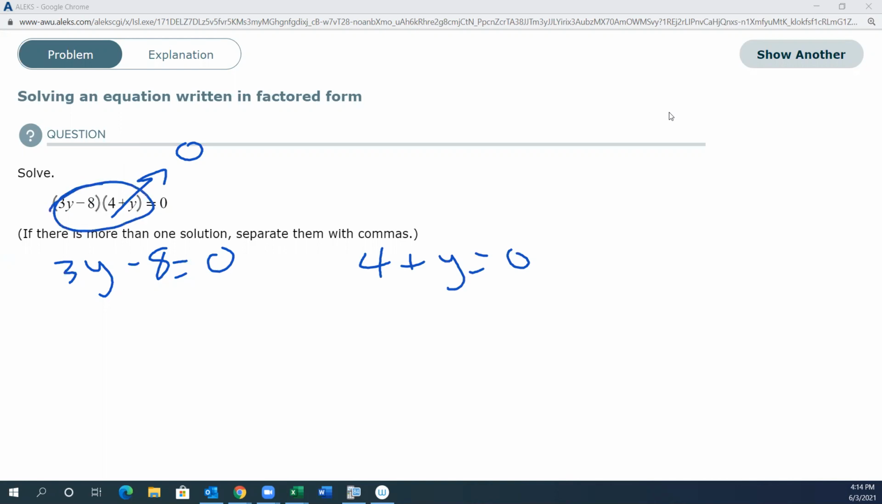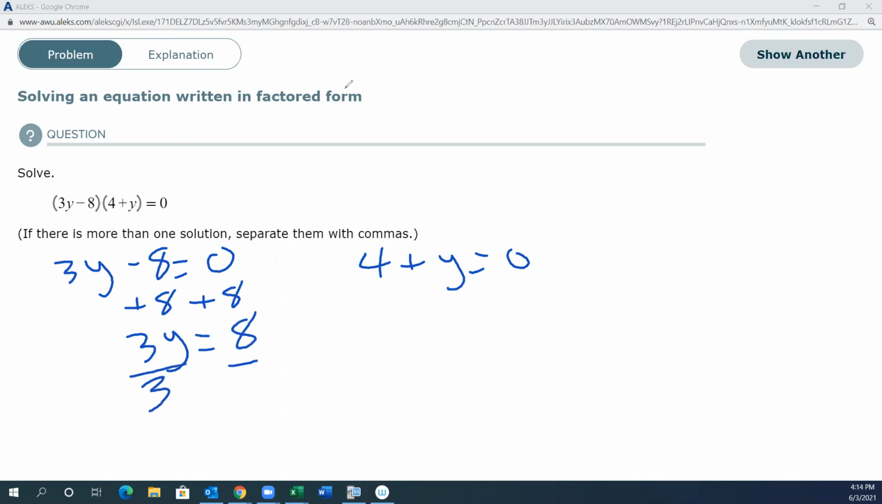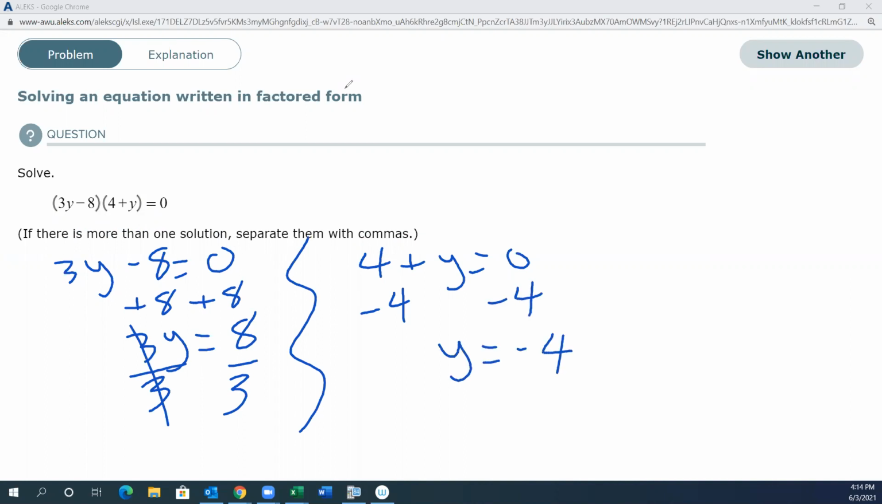Factor it down, which is already done for us this time, and then set each factor equal to 0 and solve. So if we add 8 and then divide by 3, we get 8/3, or 2 2/3. And then over here, I'll take away 4, and -4 is another answer. So y equals 8/3 and -4. Those are the two solutions.